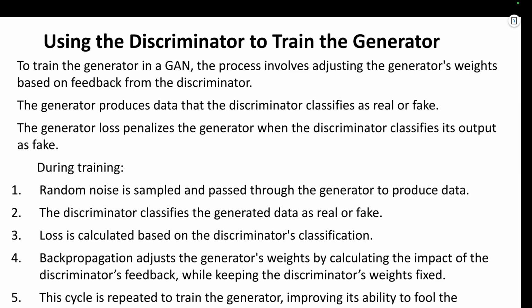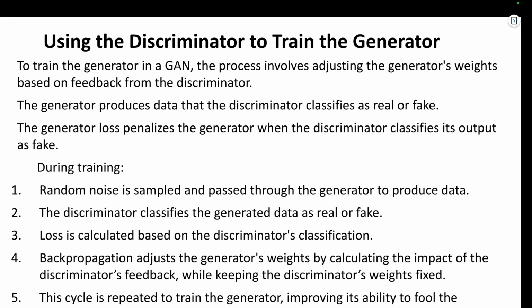Now here let us understand the phases in the GAN model during training, one by one. Random noise is sampled and passed through the generator to produce the data. The discriminator classifies the generated data as real or fake. Loss is calculated based on the discriminator classification, and backpropagation adjusts the generator weights by calculating the impact of the discriminator feedback, while keeping the discriminator weights fixed. The cycle is repeated to train the generator, improving its ability to fool the discriminator.